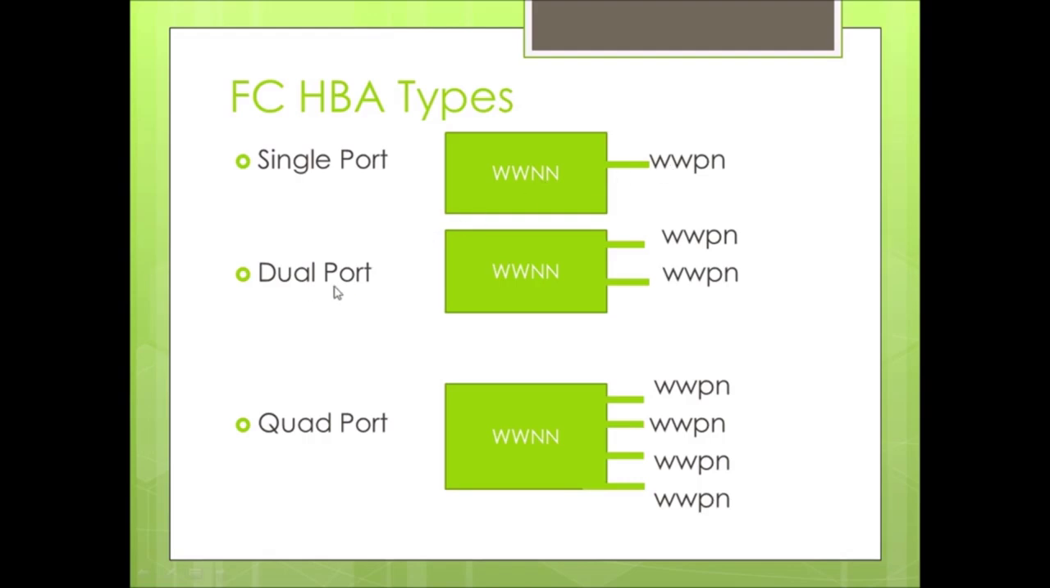If we look at this dual port, this is our FC adapter, that is the HBA card. For the entire adapter, one WWNN number is available, and for each port, a unique WWPN number is available. So in the case of a dual port, we get a single WWNN and two WWPN numbers. In quad port, WWNN for the entire card, and then for each port we get a unique WWPN number. To get maximum redundancy at the server level, we require two separate single port HBA cards. If you want speed also, then you can consider dual port and quad port also.